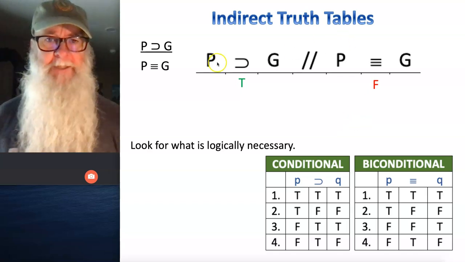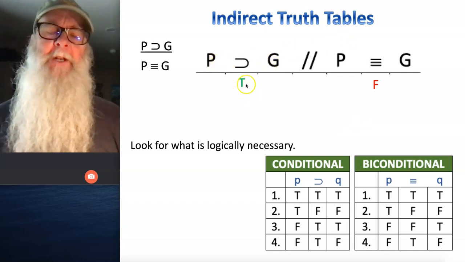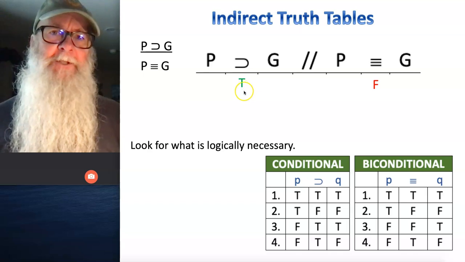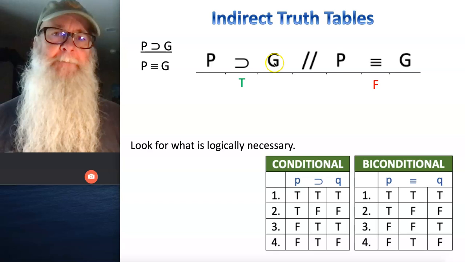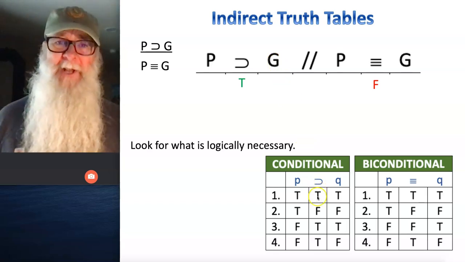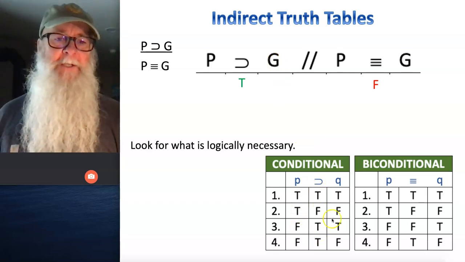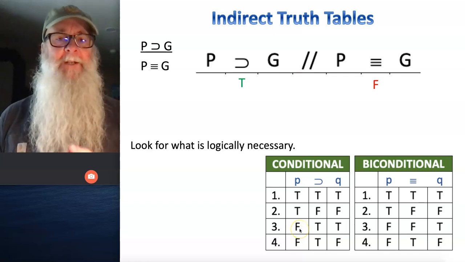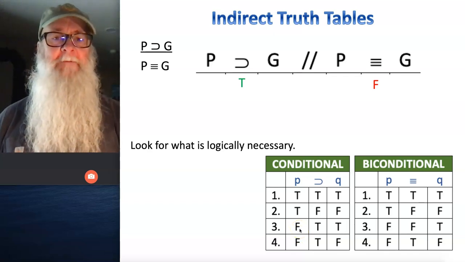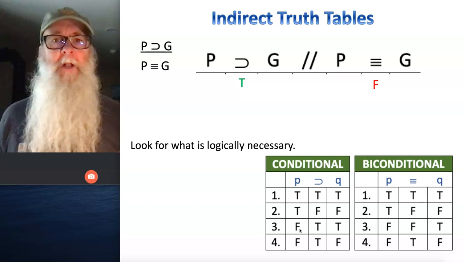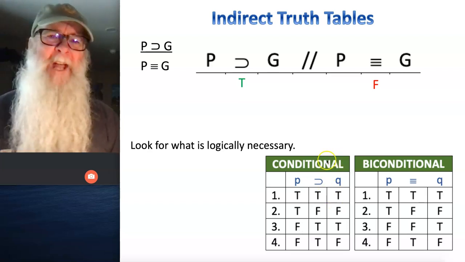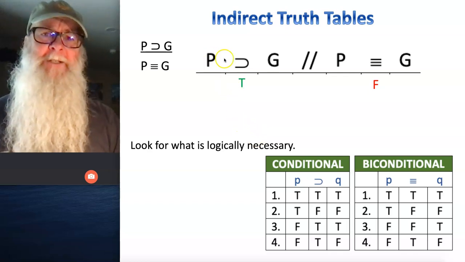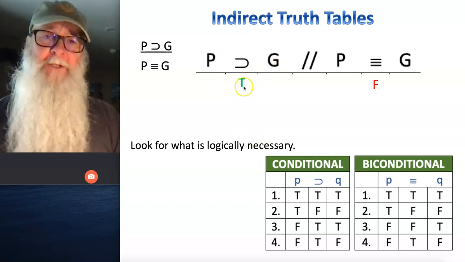So when we look at our premise statement, P horseshoe G, we want to know if we assume the horseshoe is true, is there anything logically necessary about P or G? And the answer is no. Because when we look at our conditional statement truth table, we see that on lines 1, 3, and 4, the horseshoe is true, and they all have different true-false combinations for the left and right side of the horseshoe. So there's nothing we can deduce with 100% certainty about P horseshoe G when we assume that the statement is true.